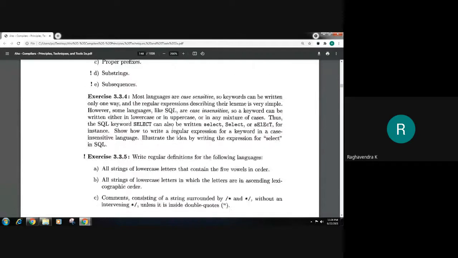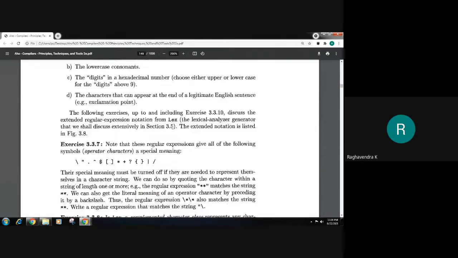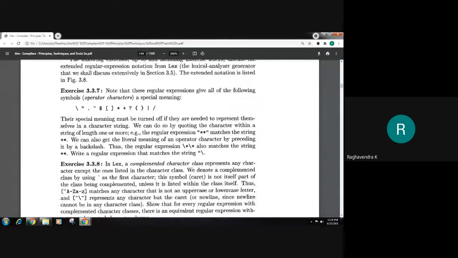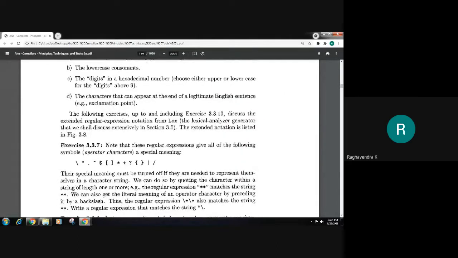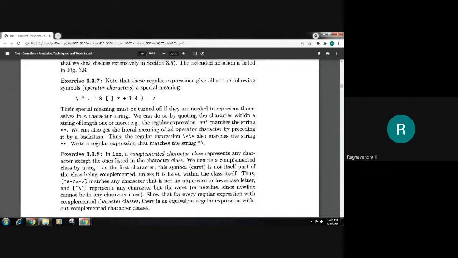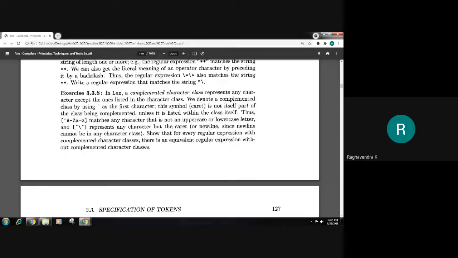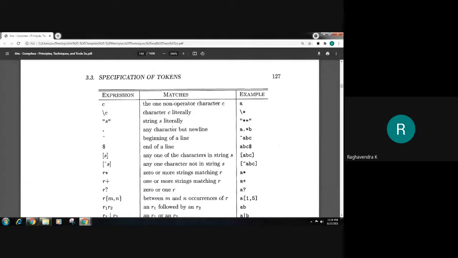Okay, so this is what regular expressions are. Of course, you need to practice how to write different kinds of regular expressions. Only by practice you will come to know how easy it is to specify a pattern. Okay.